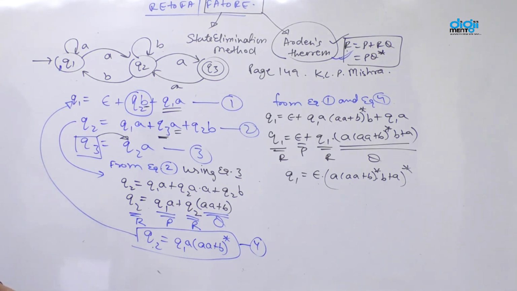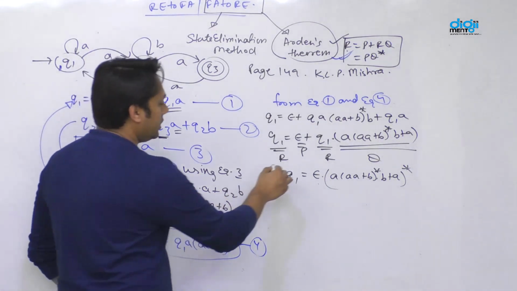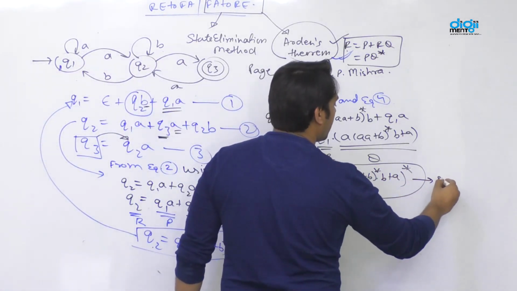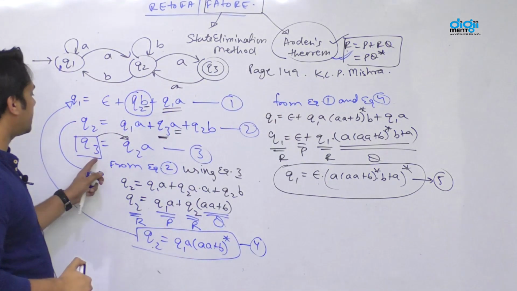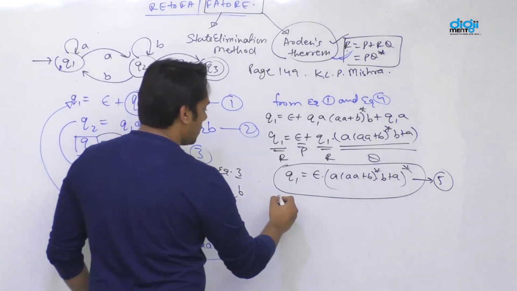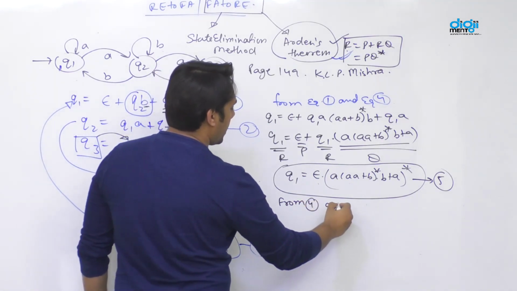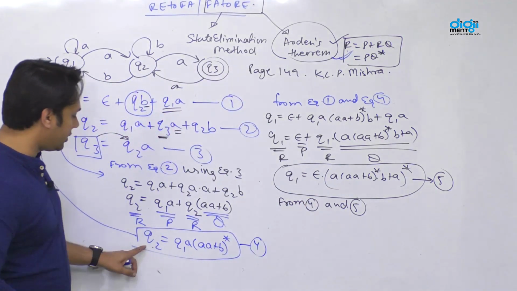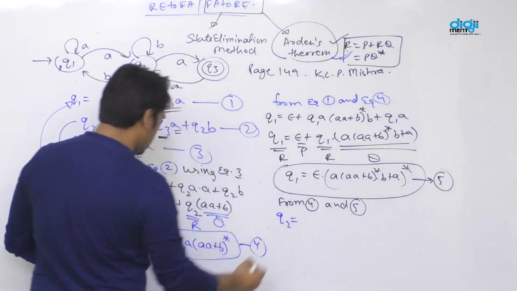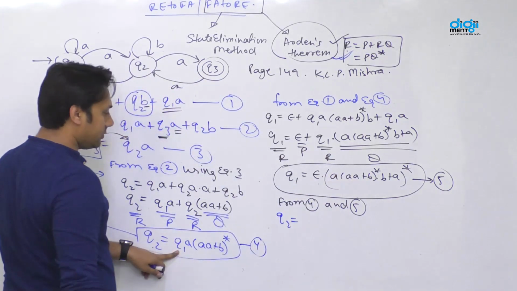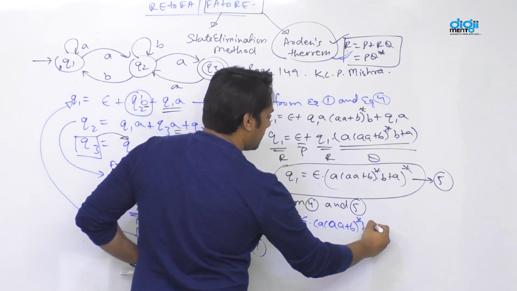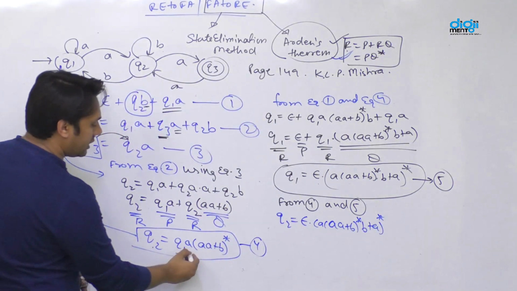So I've got this expression. Now in this expression we only got the term Q1, and this is the value of Q1. So let us say this is the expression number 5. Now using expression number 4 and expression number 5, from 4 and 5, I can replace this Q1 with this value. So I can say Q2 is equal to, replace Q1 with this entire value, so this will become epsilon dot (A(AA plus B) star B plus A) whole star. So I've replaced this value with Q1 and I'm going to write everything as it is.